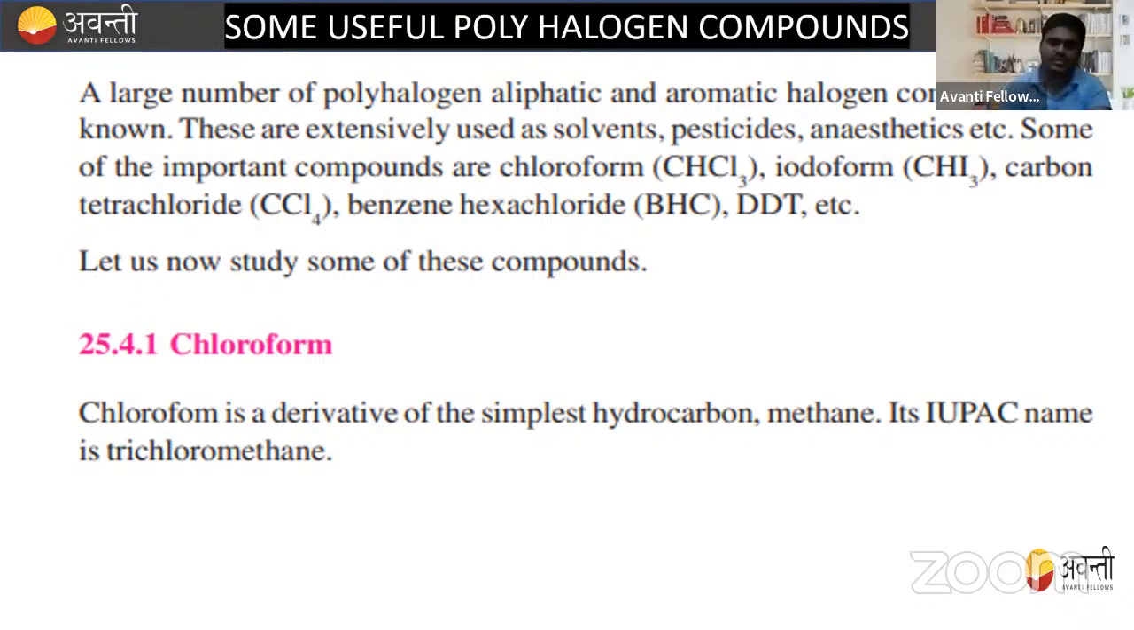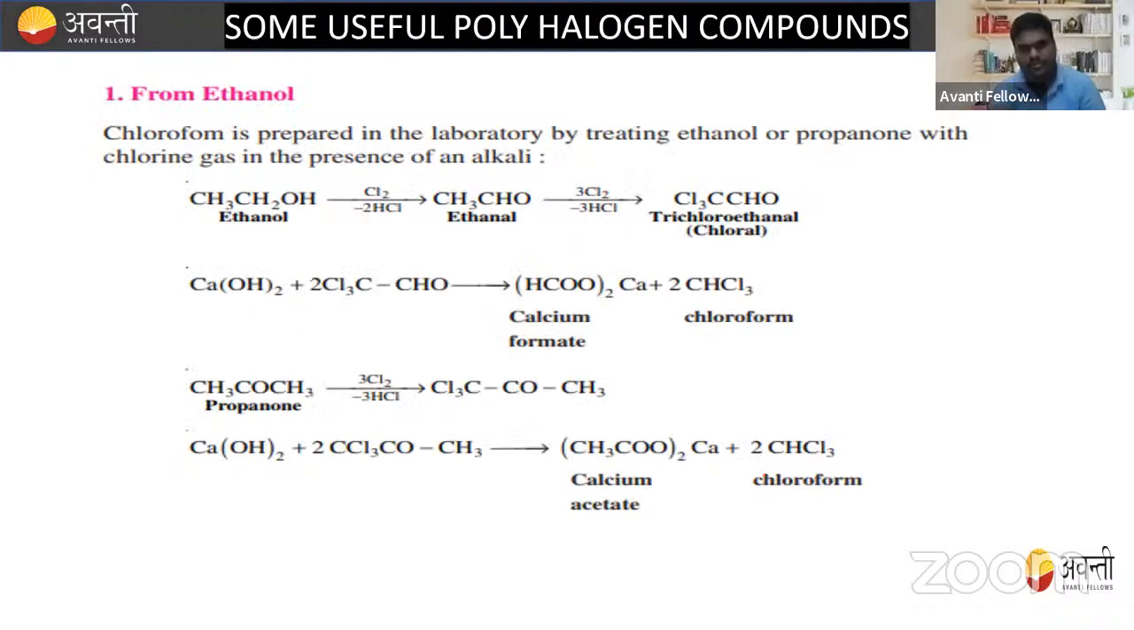Now let us study some of these compounds. So what is chloroform? Chloroform is a derivative of the simplest hydrocarbon, methane, and its IUPAC name is trichloromethane. Methane is CH4, the simplest hydrocarbon, and we can derive from it CHCl3. So this will become chloroform, or trichloromethane.